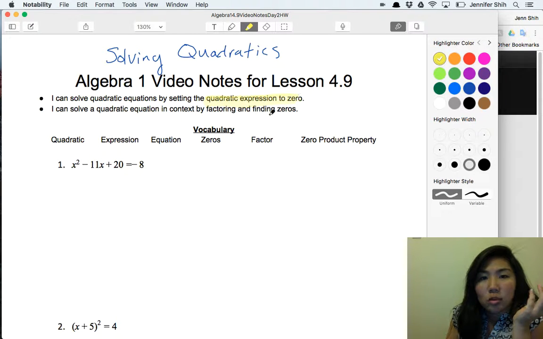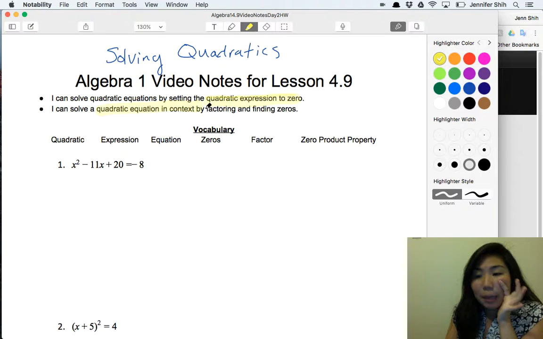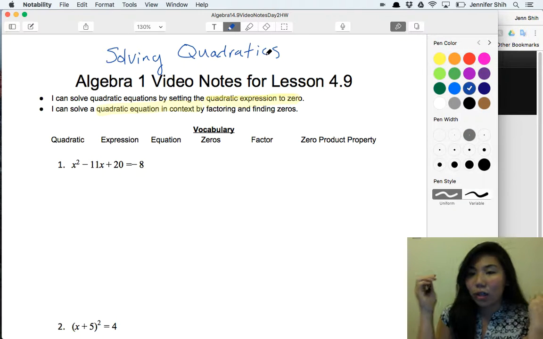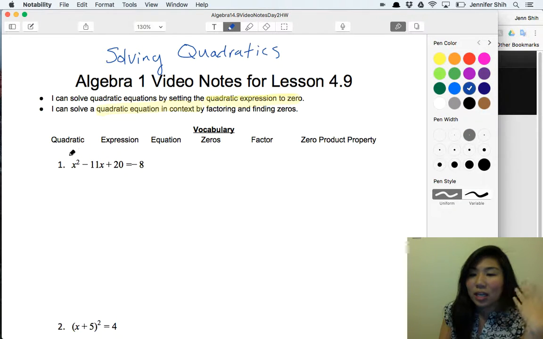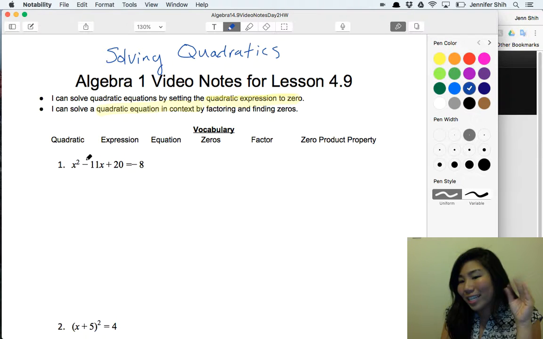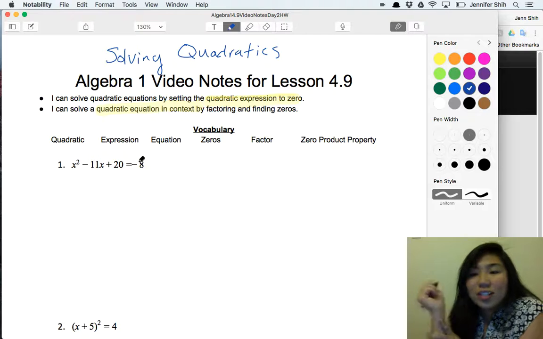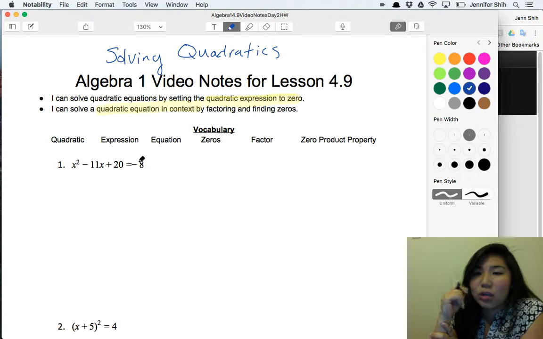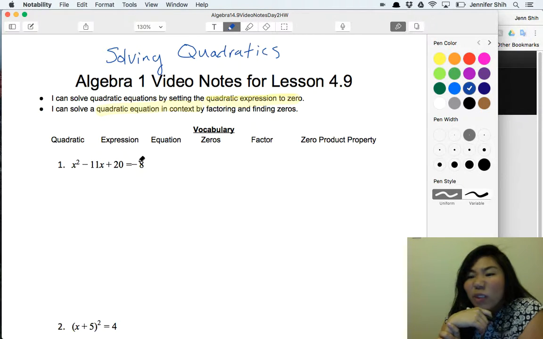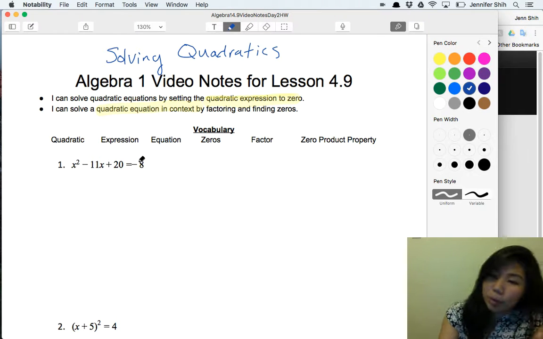You can also solve a quadratic equation in context. That means word problem. By factoring and finding zeros. So that's the theme today. We're going to look at the vocabulary words that you might hear or see, words like quadratic, expression, equation, zeros maybe. If you don't hear the word zeros today, you'll probably hear it in a future lesson. Factor, zero product property.